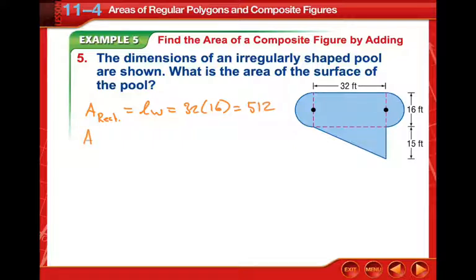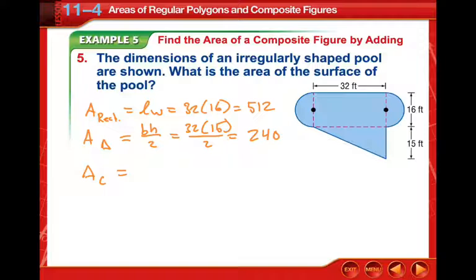Then we need to look at the area of the triangle. Base times height divided by 2. So the 15 and the 32 are the numbers that go along with it. It doesn't matter which one you put where, you're just multiplying them together anyway. So we'll say the 32 is our base, the height is 15, and we divide by 2, and that gets us 240.